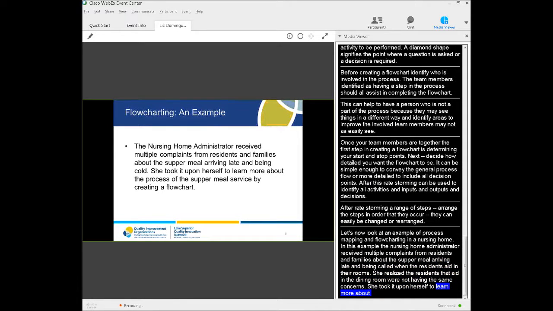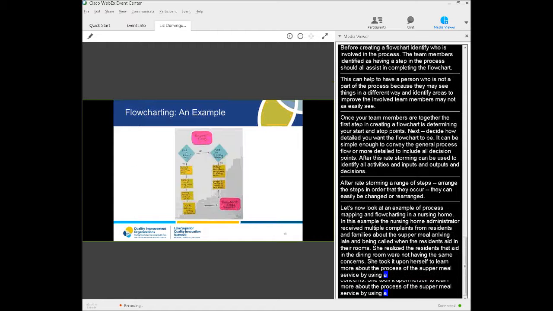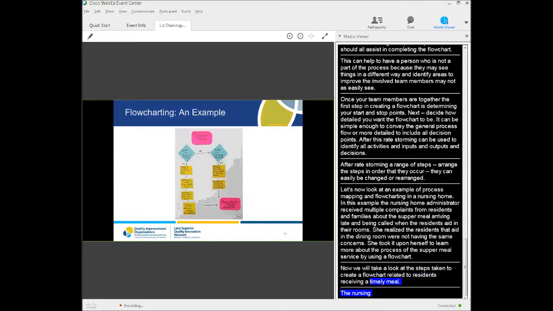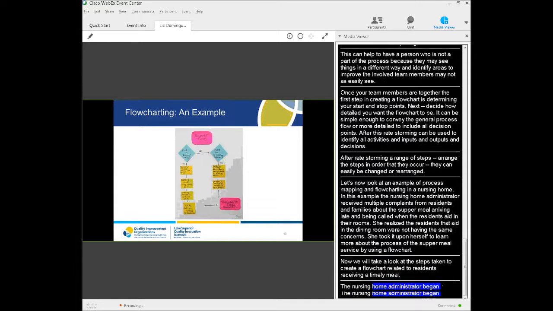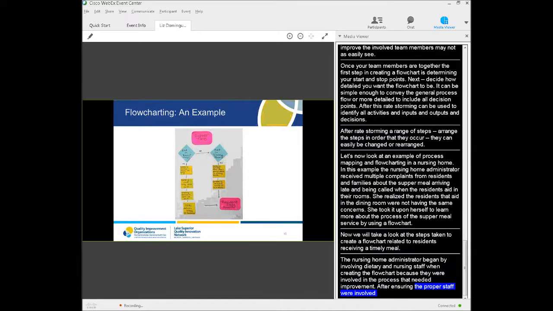And now we'll take a look at the steps taken to create a flowchart as it relates to residents receiving a timely meal. The nursing home administrator began by involving dietary and nursing staff when creating the flowchart because they were involved in the process that needed improvement. After ensuring the proper staff were involved, she defined the start and stop points. The starting point is supper time at the facility. The end point is the resident eating their supper.